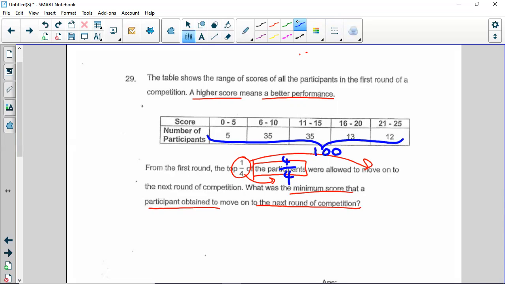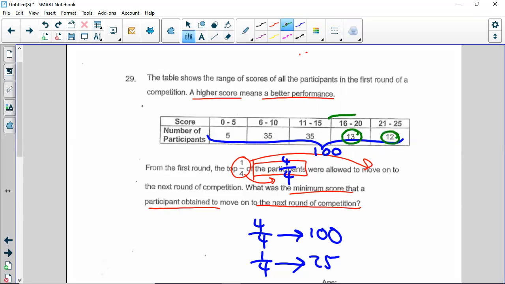for this competition, right? And that is your 4 units or 4 quarters. So 4 quarters is 100 participants. Then 1 quarter or 1 unit will be how many? Will be 25 participants because 100 divided by 4. So there are 25 participants who went through the first round or who go on to the next round. So where are the 25 participants? Can you see the 13 and the 12? When you add them together, these are the 25 participants who move to the next round.